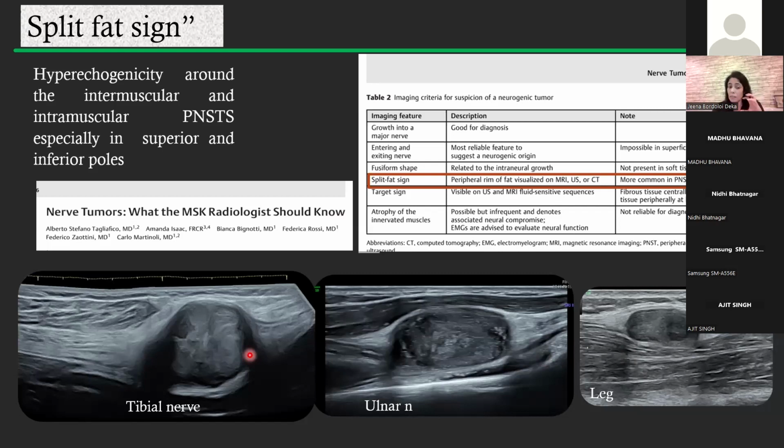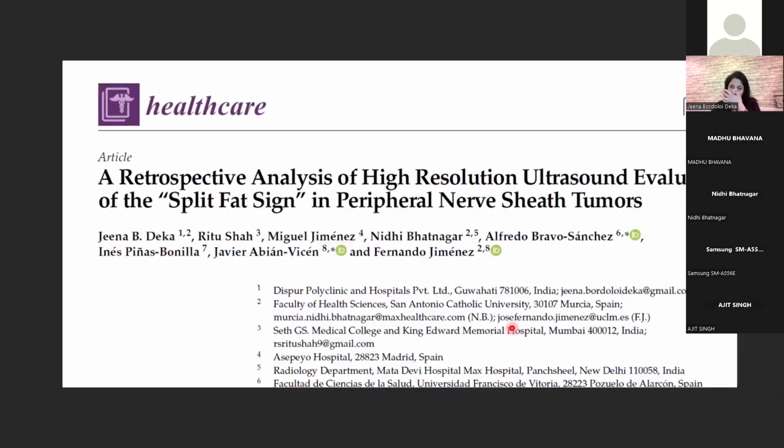This was by Alberto Tagliaco, where they have said that the split fat sign is essentially an MRI sign, but it is also seen on ultrasound, and it is more common in PNSTs of large nerves. But in the paper that we wrote, and in my case, it is seen that the split fat sign was also present in tumors arising from very small nerves. So this was the paper that we wrote on over 13 cases, and I would like to thank Nidhi Bhatnagar ma'am and Dr. Fernando for helping me do this.